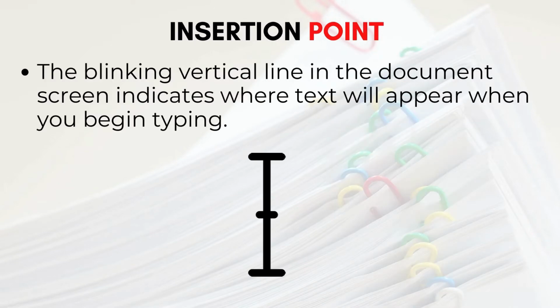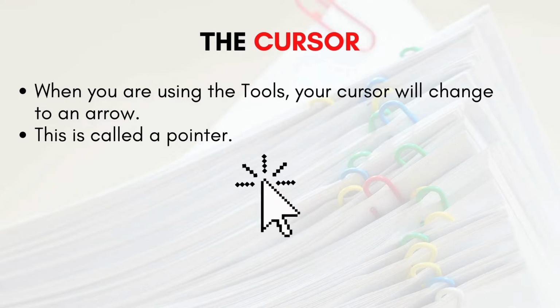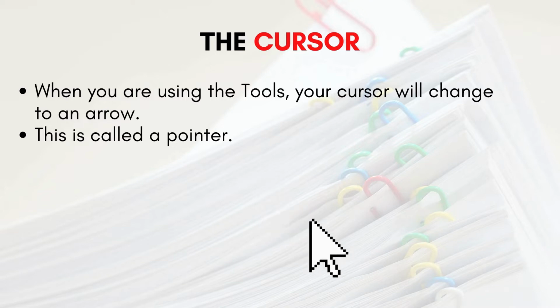Insertion point. The blinking vertical line in the document screen indicates where text will appear when you begin typing. The cursor. When you are using the tools, your cursor will change to an arrow. This is called a pointer.